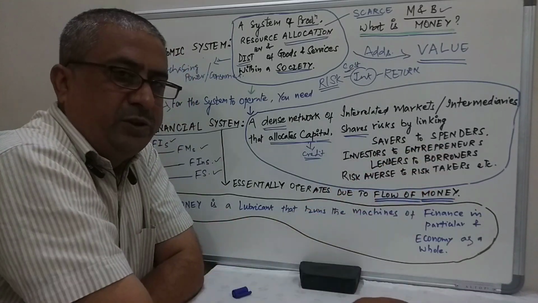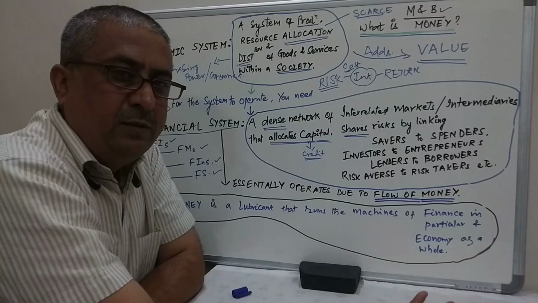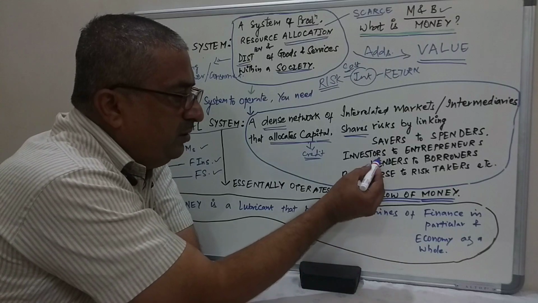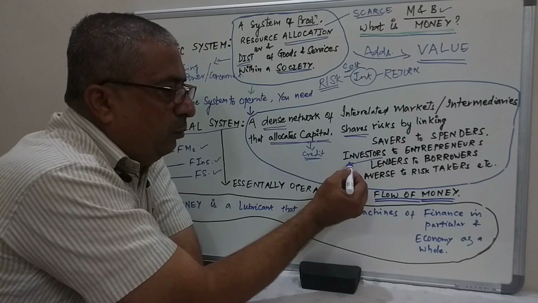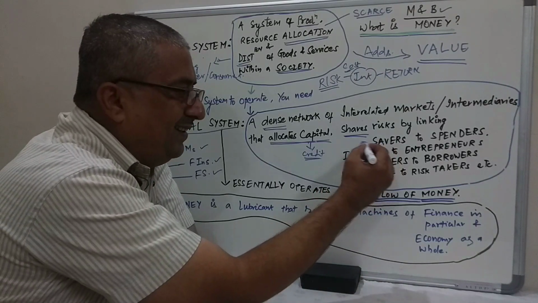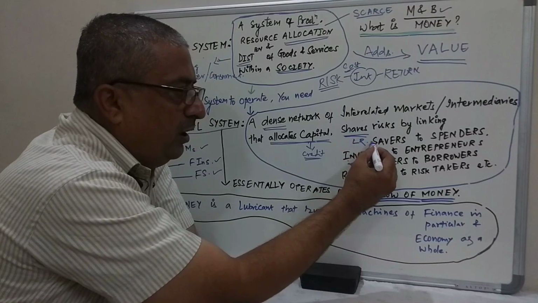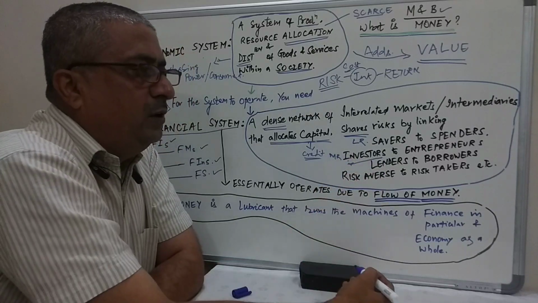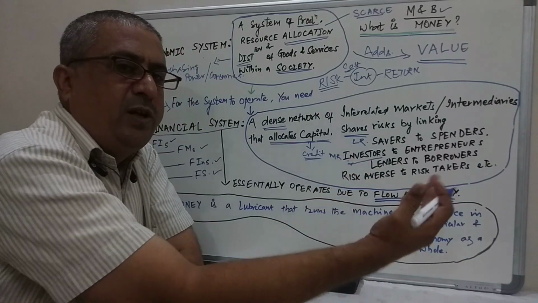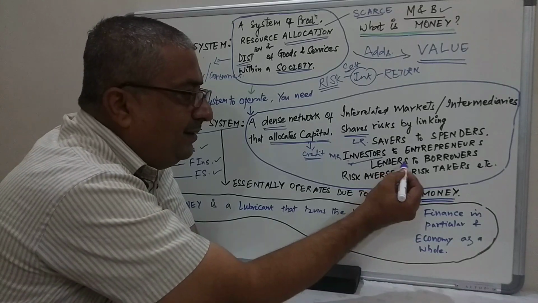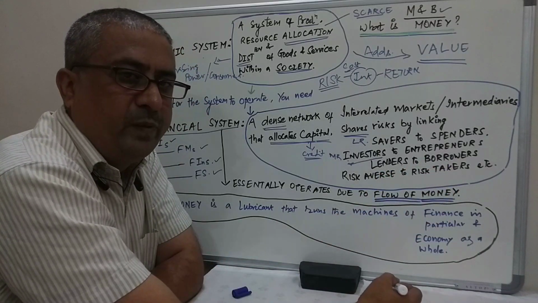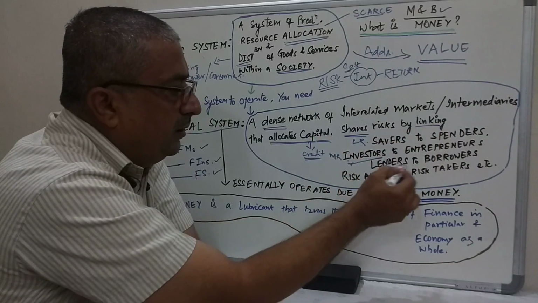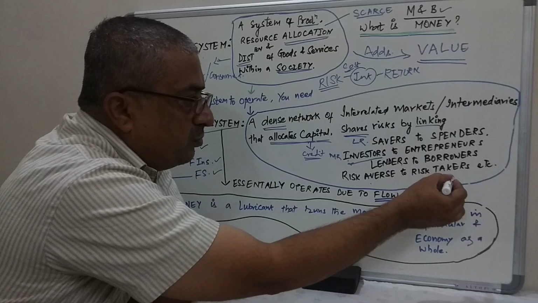Investors to entrepreneurs. There are people who want to invest money. They don't only want to save, they want to invest. Invest means these people are willing to take more risk. Savers want less risk. Investors to entrepreneurs, they are willing to take risk. Lenders to borrowers, right? Linking lenders to borrowers. Risk averse to risk takers.